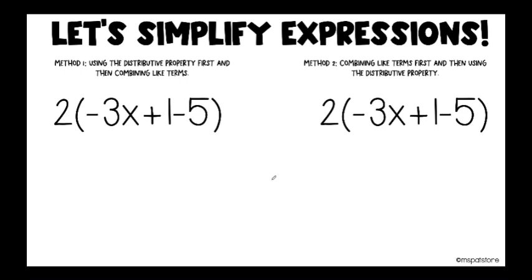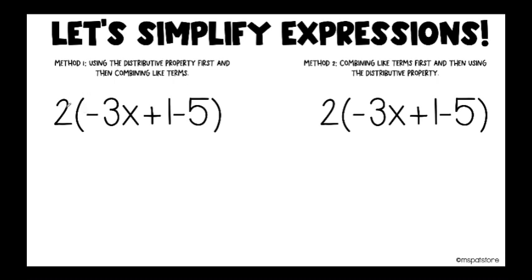Now that you have a little background on how to use the distributive property, we're going to use the distributive property when simplifying expressions. For these, I'm going to introduce you to two different methods. Method 1, you're going to be using the distributive property first, and then you will be combining like terms. Let me show you what I mean by that.